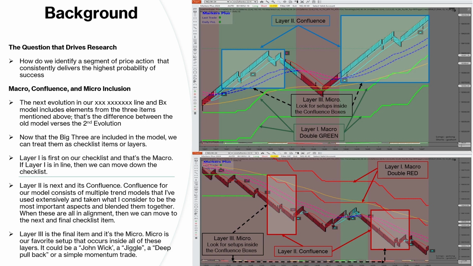So now that the big three are included in the model, we can actually treat them as a checklist or different layers. So layer 1 is first on the checklist, and that's the macro.